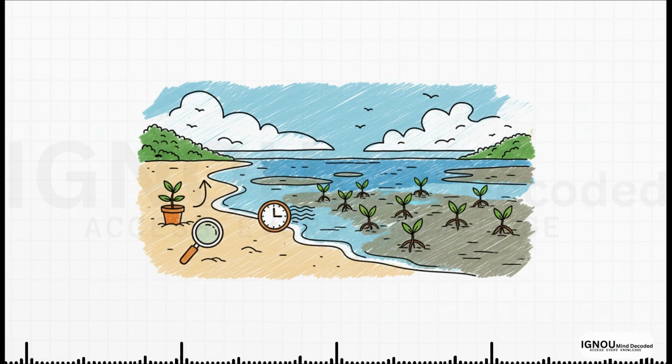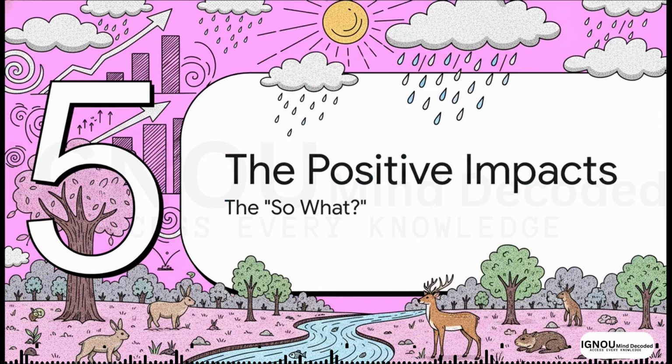You also have to understand the zonation pattern, meaning different types of mangrove trees like to live in different zones, some closer to the sea and some further back. And it all starts with a good nursery, where you grow strong little seedlings to give them the best possible start in life.